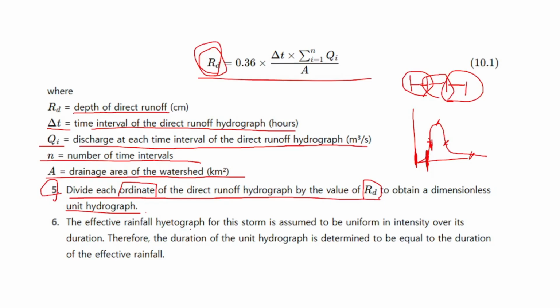The effective rainfall hydrograph for this storm is assumed to be uniform in intensity over its duration. Therefore, the duration of the unit hydrograph is determined to be equal to the duration of the effective rainfall. So the duration of the unit hydrograph is equal to the duration of the effective rainfall, because we assume that the rainfall intensity is happening equally, uniformly, the same throughout the entire area.